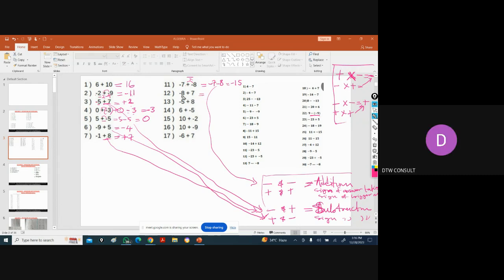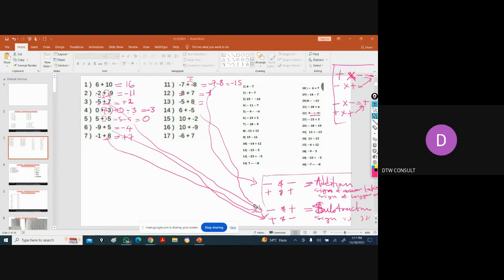So here it says negative 8 plus 7. What do we do? We do subtraction. We take away 7 from it. We get a 1. What would be the sign of 1? It would be negative. Take the sign of the bigger number, which is what? Negative.